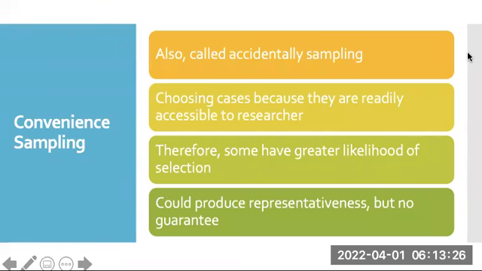So convenience sampling entails selecting cases for study primarily because they happen to be readily accessible to the researcher. It is also called accidental sampling. It may produce an acceptable level of representativeness, but it is the method that is probably the least likely to do so.